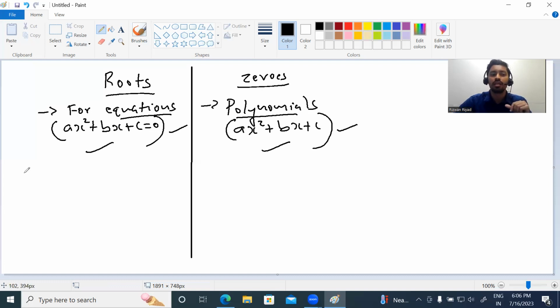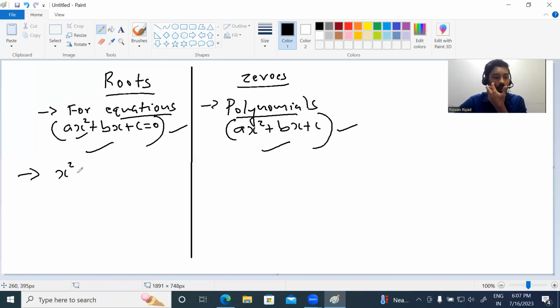Next, roots are those values of the variable in an equation which satisfy the equation. For example, let's take this equation: ax square plus bx plus c equal to 0. This is an equation and x is the variable. Here a, b, and c are numbers; you can have any real numbers there. Generally we write a, b, and c. I will write an example for you.